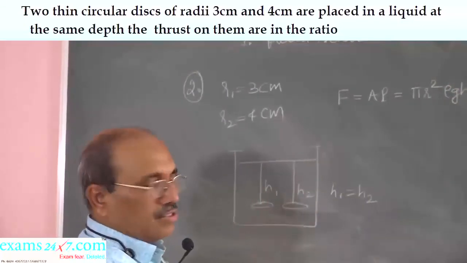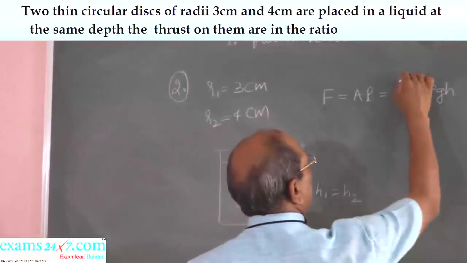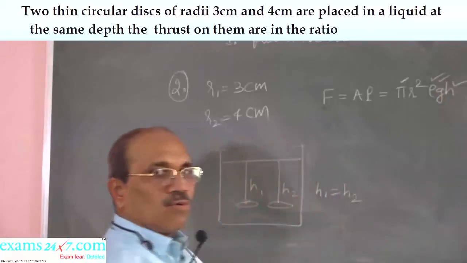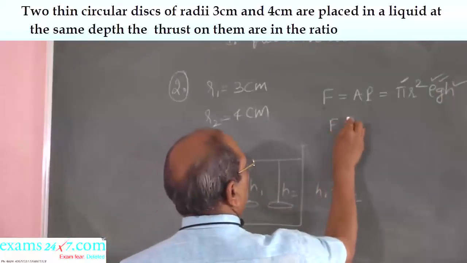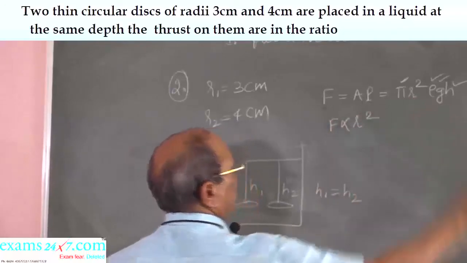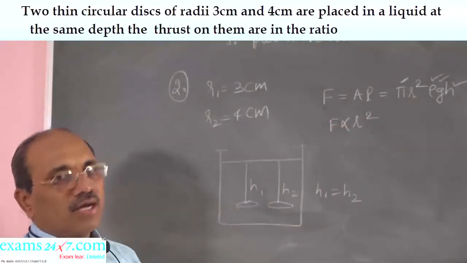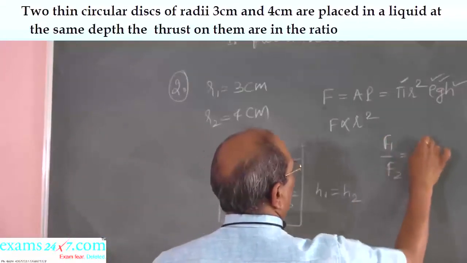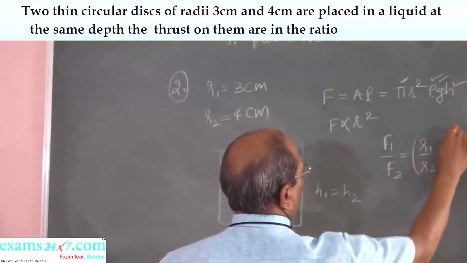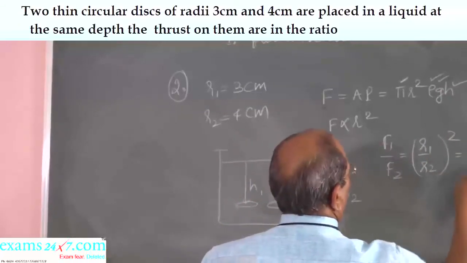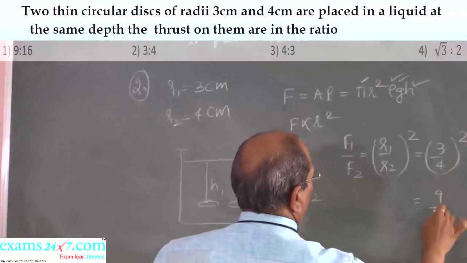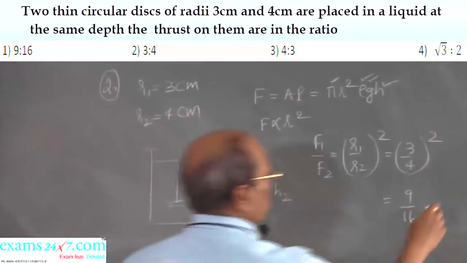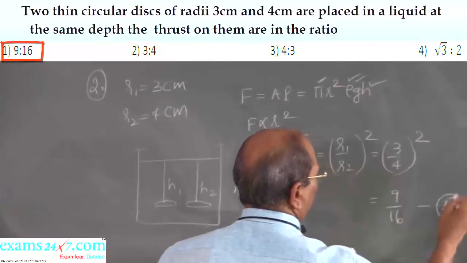If you see this equation, one thing is clear. Pi is constant, rho is same, g is same, h is same. The only variable for our question is F proportional to r square. R is given, asking F, so the ratio can be determined. F1 by F2 is equal to R1 by R2 whole square, that is 3 by 4 whole square, which gives you 9 by 16 as the ratio of the thrust. Option number 1 is the solution.